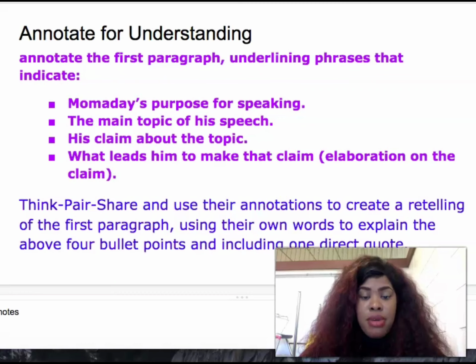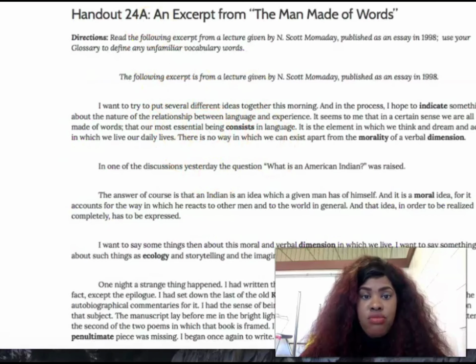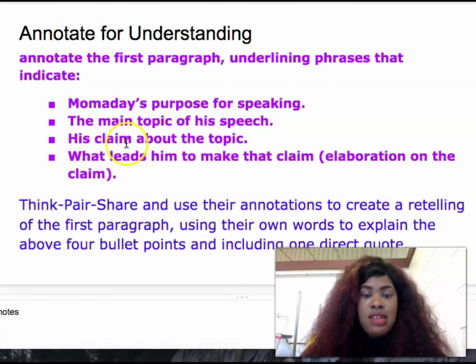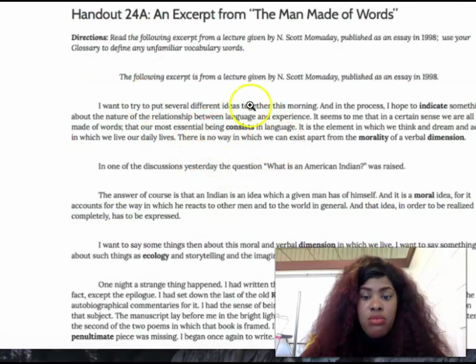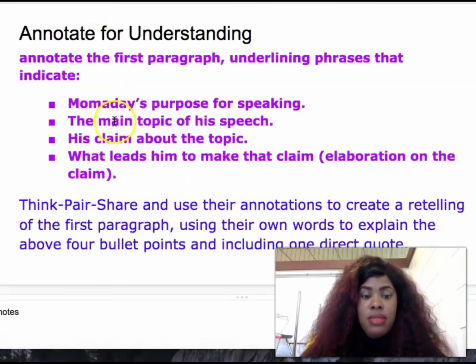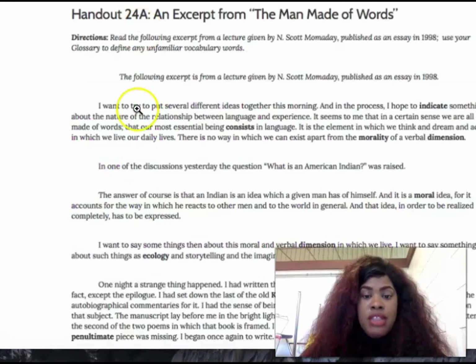What is the main topic of the speech? What is his claim about the topic? What does he think about the topic? And what leads him to make the claim? You will write those in bullet points and share out in the discussion board.